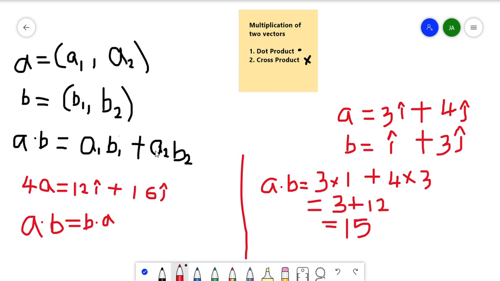Now I'm trying to keep this video under 10 minutes. In the next video I'll explain more about the dot product of vectors and how we can find the angles between two vectors. But right now I believe we know how to find the dot product, and we know the difference between multiplying a vector by a scalar and the dot product.